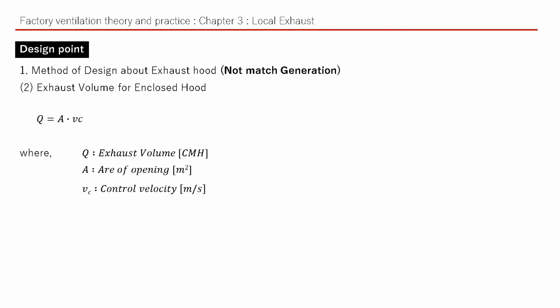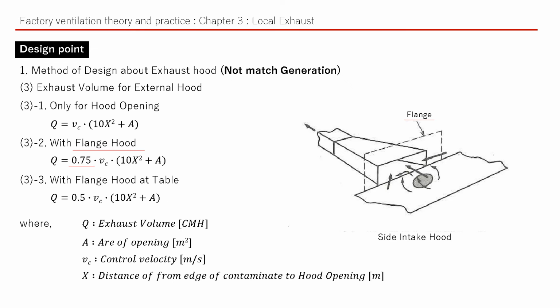Next, 2. In the case of an enclosed hood, we can use this simple formula. Just multiply the area of the opening and the control velocity. Next, in the case of an external hood, we can use this empirical formula. X is the distance from the edge of the contaminant source to the hood opening. As per this formula, if a flange is added, the required volume is reduced. This is because the airflow from one side can be suppressed by attaching a flange. You can see from this formula that attaching a flange is a simple and effective measure.